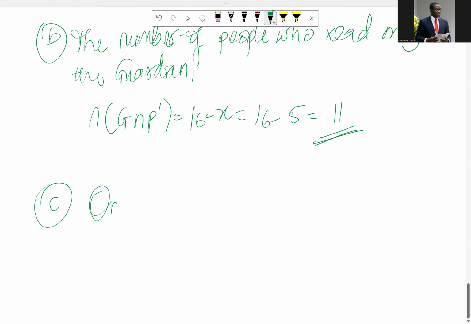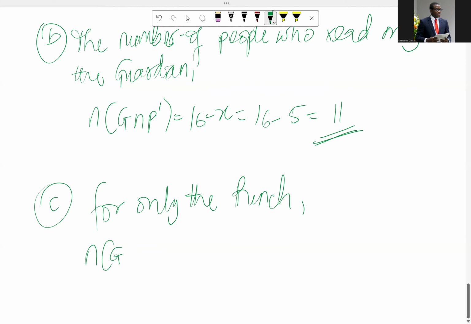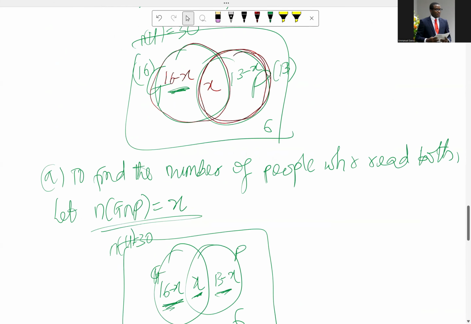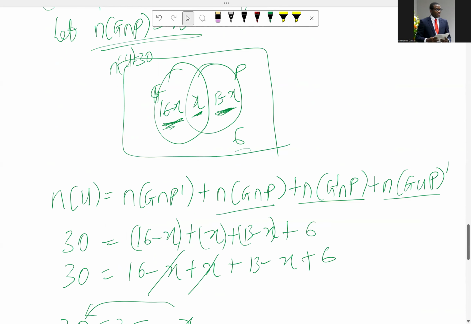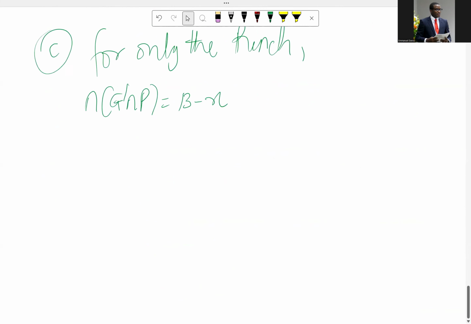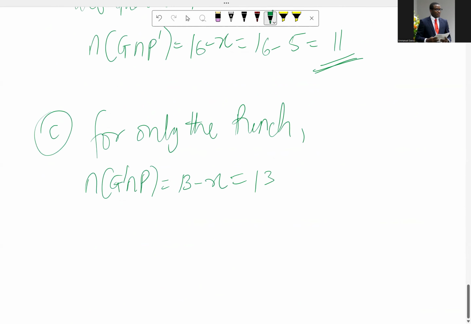So for only the Punch now, we have the cardinality to be G prime intersection P, which is 13 minus x. Those who read only the Punch, and that's this region, 13 minus x. So that will be 13 minus 5, which is 8. So therefore, only 8 people read only the Punch.